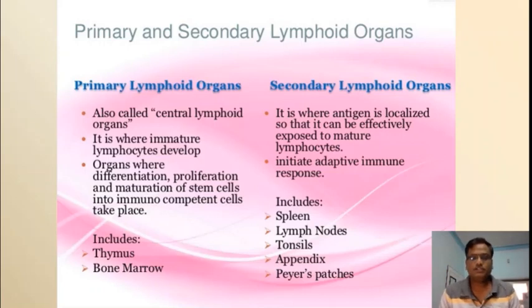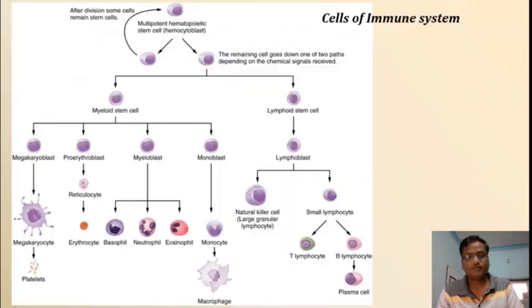Okay, it is just a list of primary lymphoid organs and secondary lymphoid organs. I already told you in humans the primary lymphoid organs are represented by thymus and bone marrow. Okay, these two. And I already mentioned that these are the organs where the cells are actually developed. And secondary lymphoid organs include spleen, lymph nodes, tonsils, appendix, Peyer's patches, etc. And these are the sites where the cells which are produced by primary lymphoid organs enter into these secondary lymphoid organs and they wait there for the antigens or the pathogens to enter into the system.